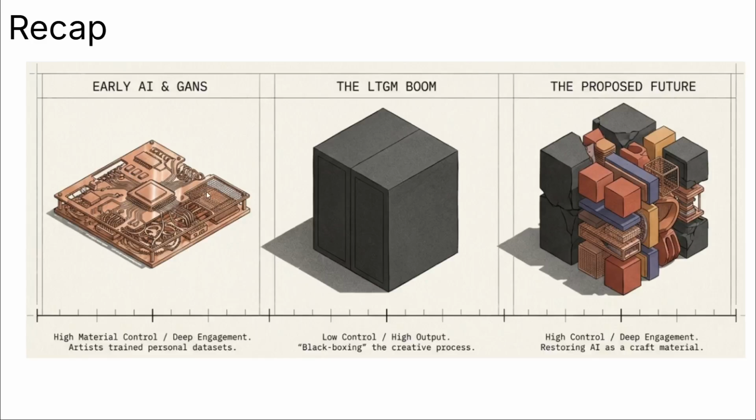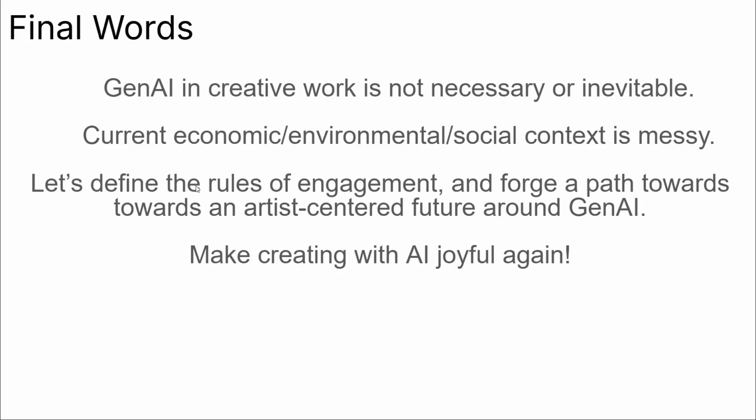So to recap, early AI pioneers have used AI algorithms as materials, which was lost when these models were black boxed. And we want to regain that to attain powerful large-scale models, but that are at the same time transparent to artists and malleable.